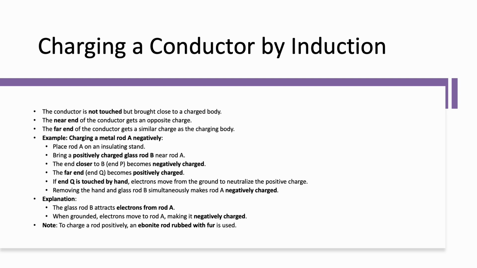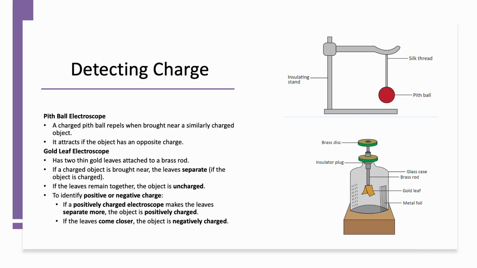Note: to charge a rod positively, an ebonite rod rubbed with fur is used. Detecting charge. Pith bowl electroscope. A charged pith bowl repels when brought near a similarly charged object. It attracts if the object has an opposite charge.